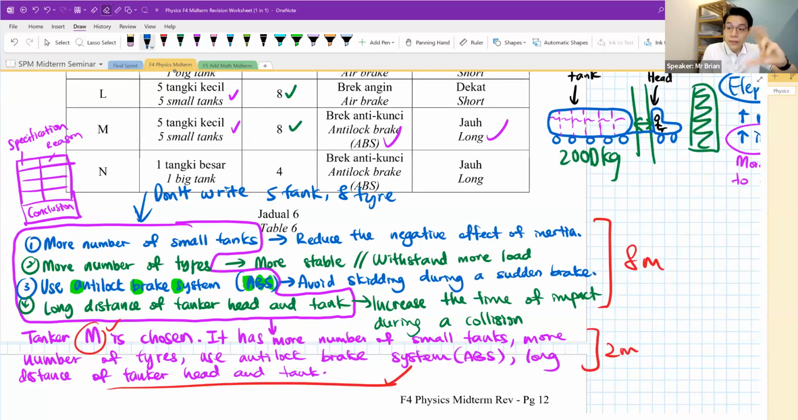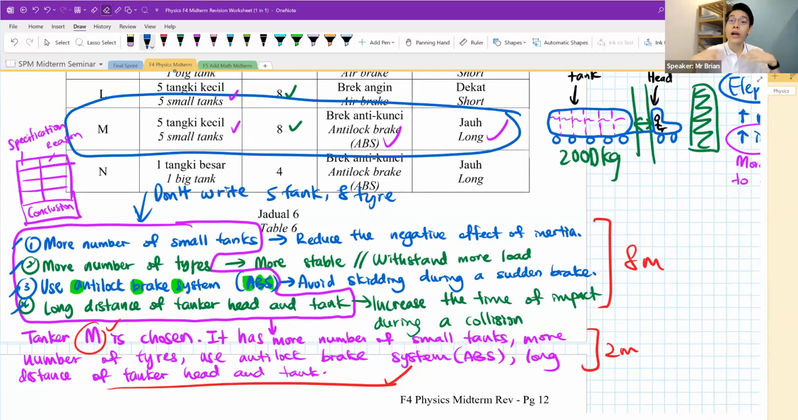Because in your specification, you tell them what are the best designs, right? What are some of the best designs? So I want to design a tanker which has a lot of small tires, a lot of tires, uses ABS and long distance between tanker head. And then our conclusion will tell us which one has it all. Which one has number 1, number 2, number 3, number 4. So you tell them what you want.